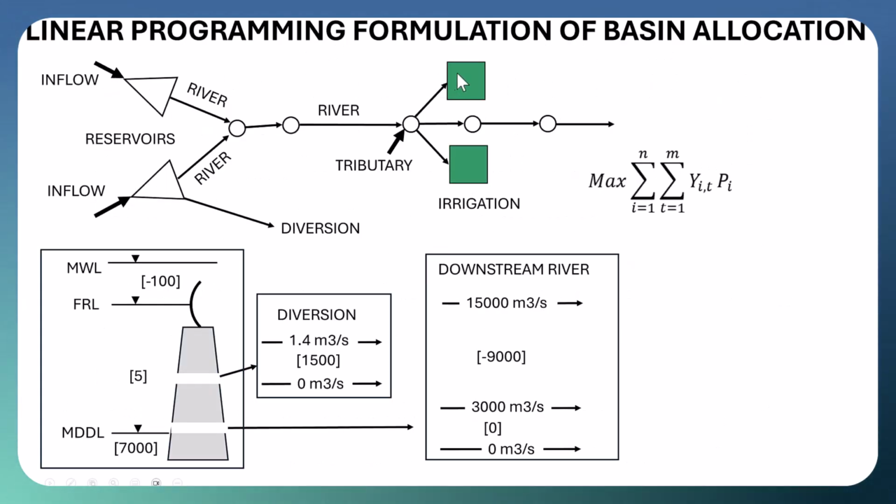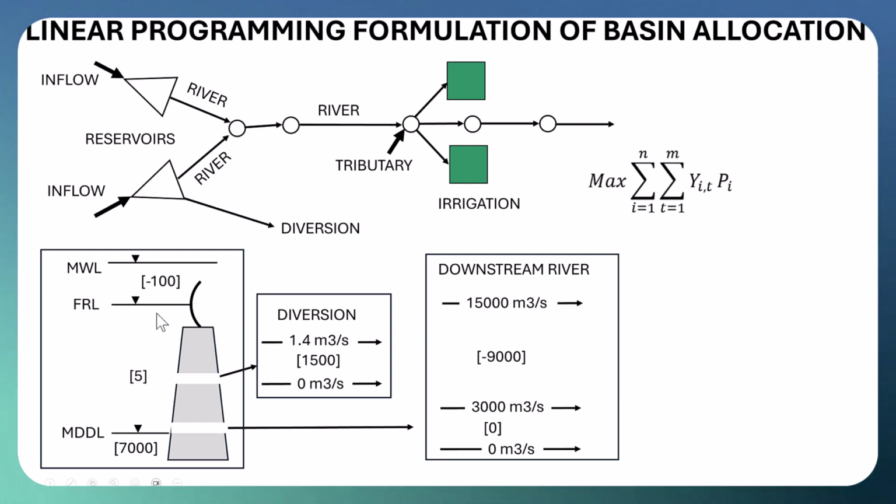Linear programming formulation of river basin allocation is given on a simple example with 2 reservoirs, 2 irrigation blocks, and 1 diversion canal. The idea is to find water allocation in the basin which maximizes the objective function, given as a sum product of all allocated flows and the pricing vector Pi. Now, the pricing vector Pi is essentially the value of water given to various components.